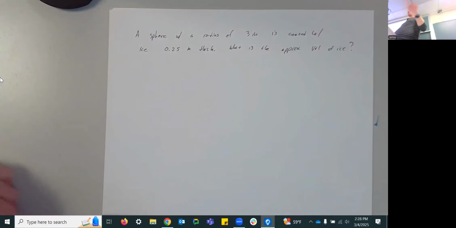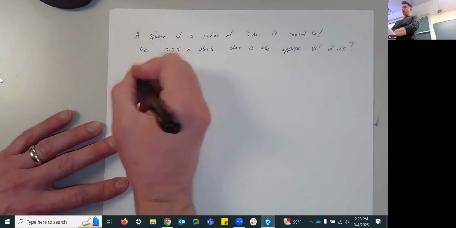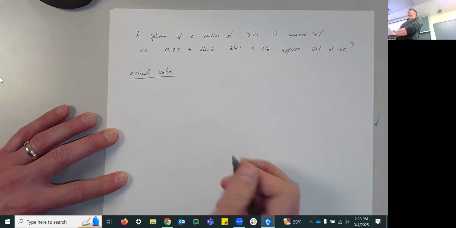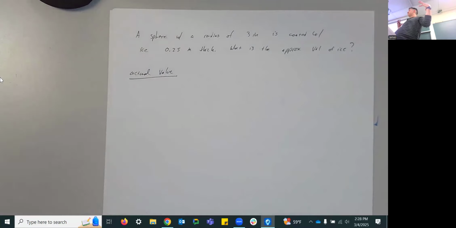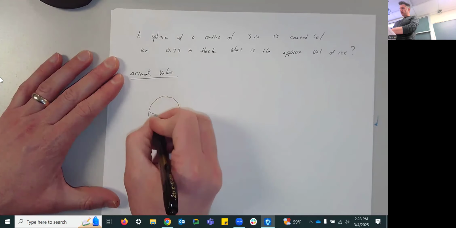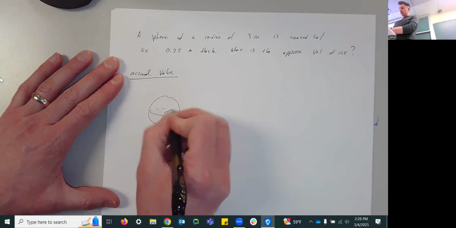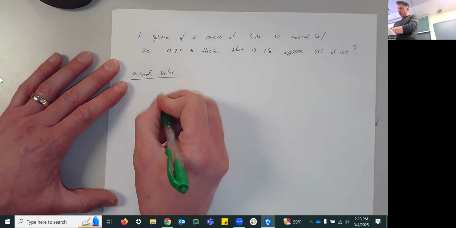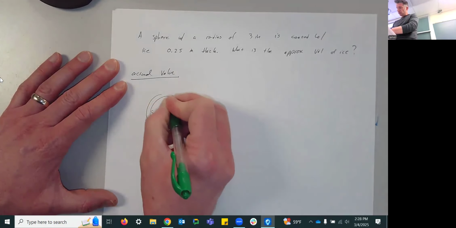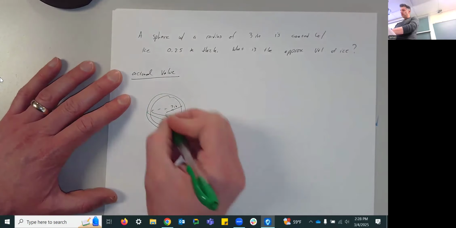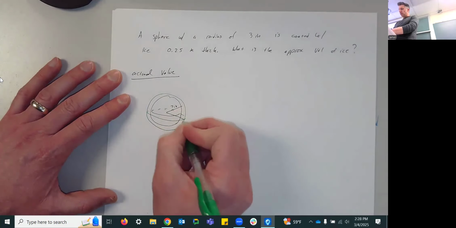So you could actually calculate it using a calculator, right? The actual value would be, well, take the volume of the larger sphere where the radius is 3.25. Maybe I should draw a picture. So here's my sphere whose radius is 3 inches. And then it's being coated with a layer of ice that's a quarter of an inch thick. And so to actually calculate it, you would just find the bigger volume minus the smaller volume.